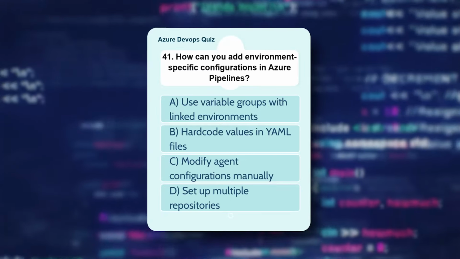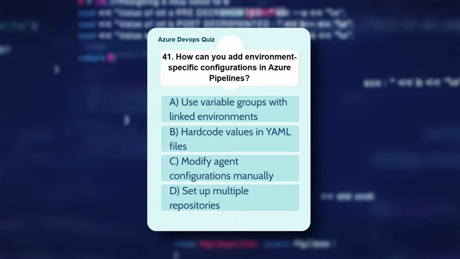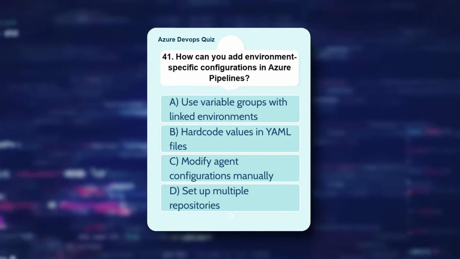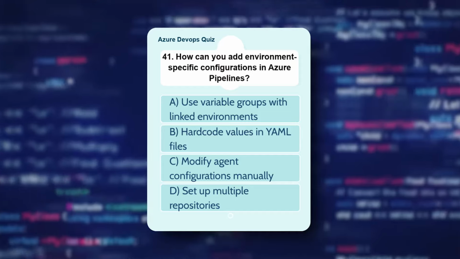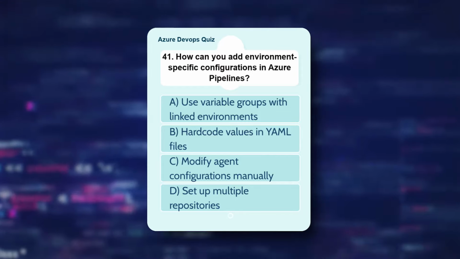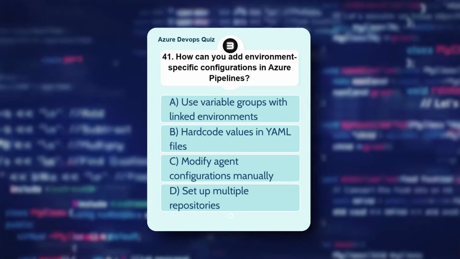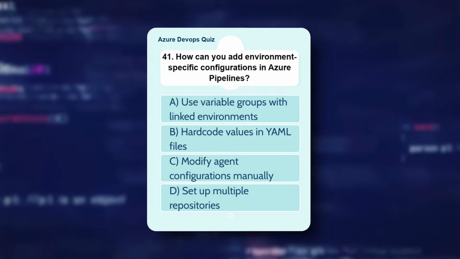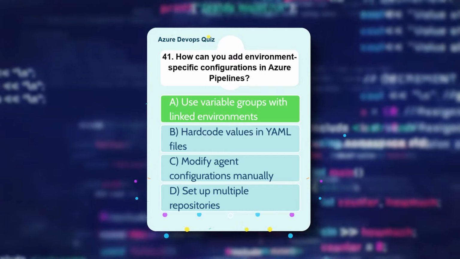41. How can you add environment-specific configurations in Azure Pipelines? A. Use variable groups with linked environments. B. Hardcode values in YAML files. C. Modify agent configurations manually. D. Set up multiple repositories. Answer: A. Use variable groups with linked environments.